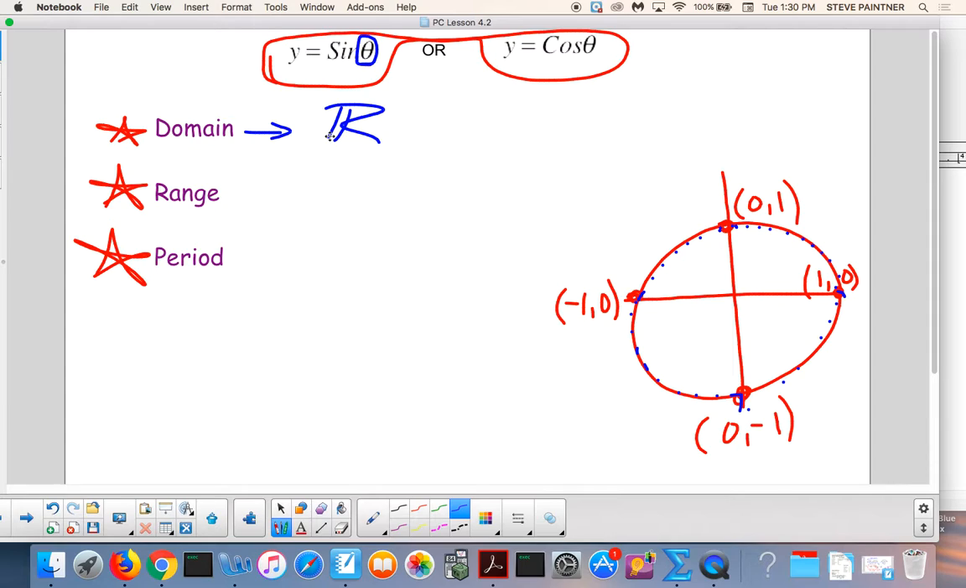So will sine or cosine have vertical asymptotes? No, I just told you. You can put in a number and you'll get a number back. So there's no vertical asymptotes with sine and cosine. Okay. Range. What's the range?